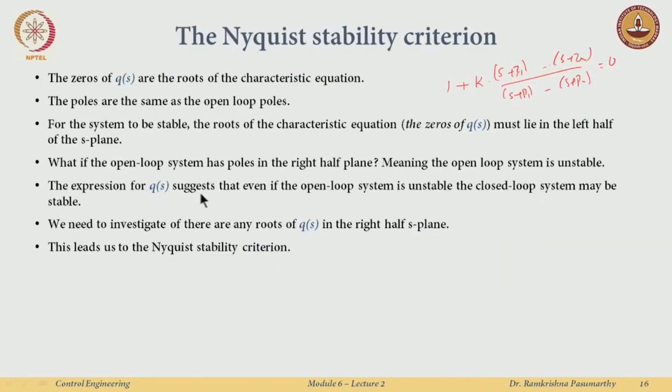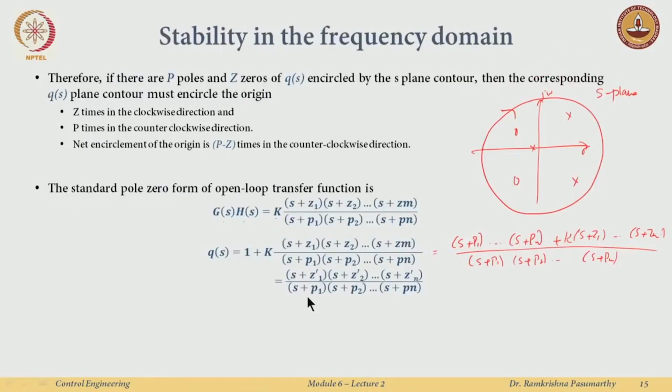The expression for Q(S) therefore suggests that even if the open loop system is unstable, the closed loop system may be stable, because these are the open loop poles and these are the closed loop poles. We will see an example also. So, even if the open loop system is unstable, I can make it stable. This is not what Nyquist will teach us how to do. Nyquist will just tell us whether the closed loop system is stable or not.